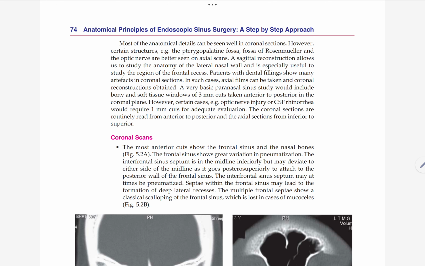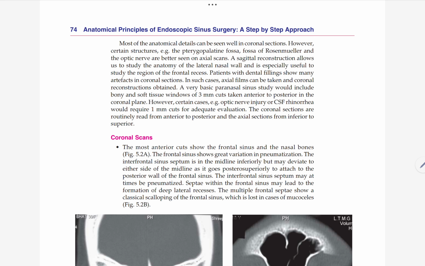A sagittal reconstruction allows us to study the anatomy of the lateral nasal wall and is especially useful to study the region of the frontal recess. Patients with dental fillings show many artifacts in coronal sections. In such cases, axial films can be taken and coronal reconstructions obtained.